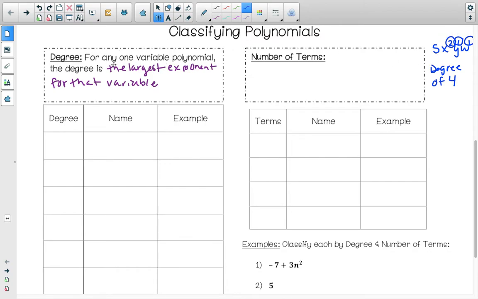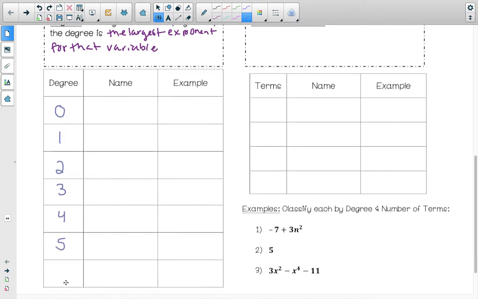This example, the definition of the degree goes for it if it has just one variable in the problem. So for right now, we're going to focus on just one variable. We're having one variable on each term. So when we classify them by degree, we can have a degree of 0, a degree of 1, a degree of 2, a degree of 3, a degree of 4, a degree of 5, and then anything 6 or more doesn't have a special name, but 0 through 5 all have a very special name.